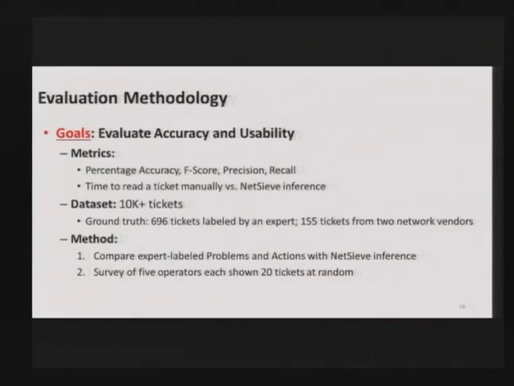Our dataset size is over 10,000 network trouble tickets, and as a ground truth, we have used roughly about 1,000 tickets labeled by a domain expert. So what they do is, given a ticket, they would extract problems and actions and activities from a ticket and document it somewhere, because this is the way you usually evaluate some kind of system like this. Therefore, in order to evaluate accuracy, like I was mentioning, we compare expert labeled problems and actions with that of NetSieve's inference. And in order to evaluate usability, we did a survey of 5 network operators. And to each network operator, we show about 20 tickets at random.